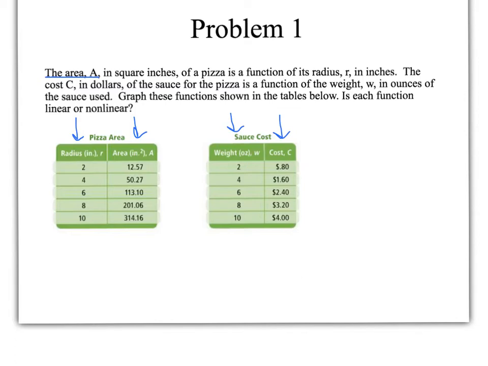So here, our independent variable would be the radius, and then the dependent variable is the area. The area depends on the radius. And then in the second table here, we have weight is independent, and the dependent variable is the cost. So the cost depends on the weight.